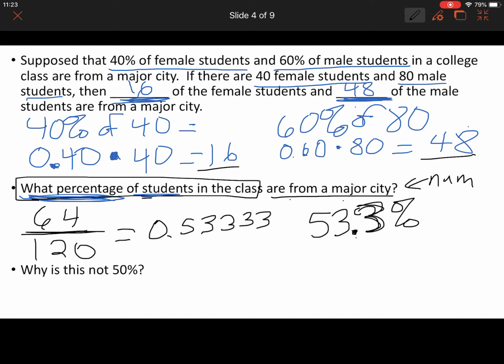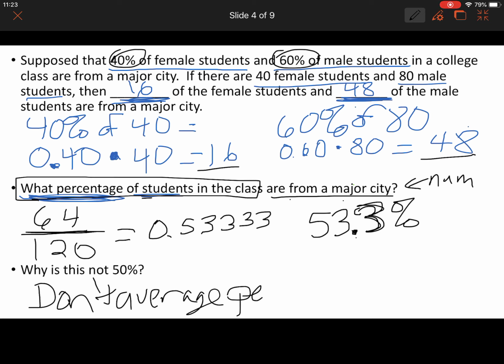Why is this not 50%? Notice we're combining one group, which is 40%, and one group, which is 60%. And we end up with 53%. Because we can't just average percentages. We can't just average percentages is the actual rule that we sometimes say. What we mean, though, is when we're combining, these are different size numerators, different size denominators, and we can't just add fractions like that. And two, they're actually percentages of different values. So what that means is they're not like terms.